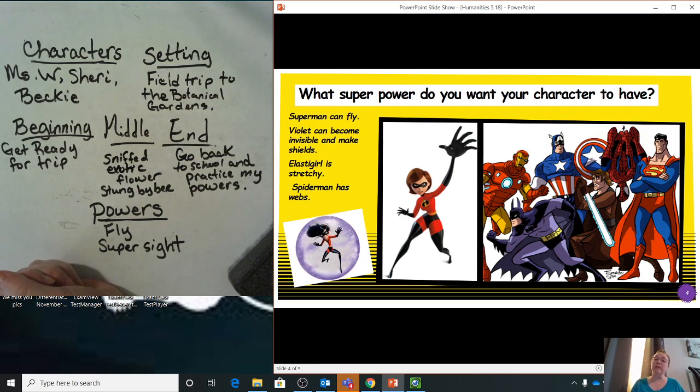Now, Superman can fly, Violet becomes invisible and she can make those awesome shields. Elastigirl is really, really stretchy, and Spider-Man can shoot webs, right? Pew! And then he gets those swings. So all of the different superheroes have a different ability. Think about what you want your super character's superpower to be.